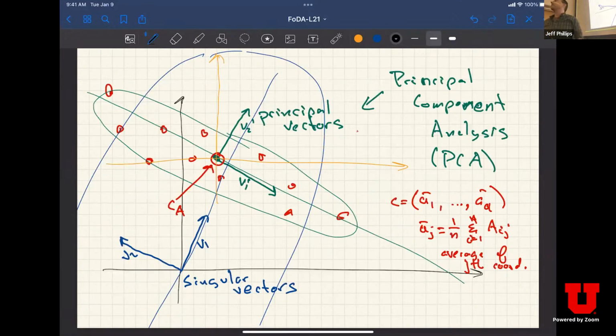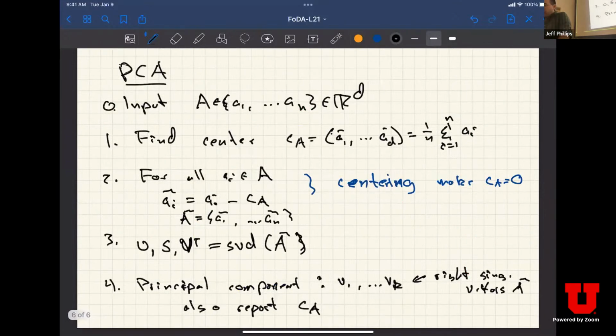Yeah, you had a hand up. Yeah, these are the right singular vectors of A tilde. Let me rewrite that. These are the right singular vectors of A tilde. Great.